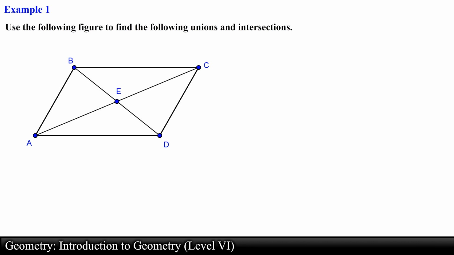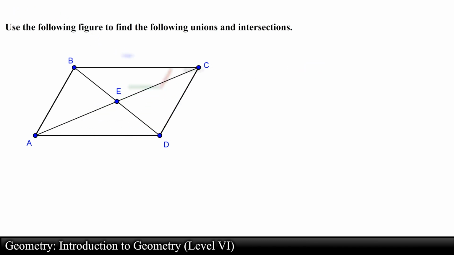Use the following figure to find the following unions and intersections. In this first problem, they are asking us to find the intersection of line segment AD and DC. If we think of line segment AD as a set of all points that forms this line, we would obtain the following points. In the same manner, the set of all points that form line segment DC will consist of the following points. Since we're trying to find the intersection of these two sets of points, we see that both lines contain one point in common. In this case, point D. So the intersection of line segment AD and DC is a set containing only point D.